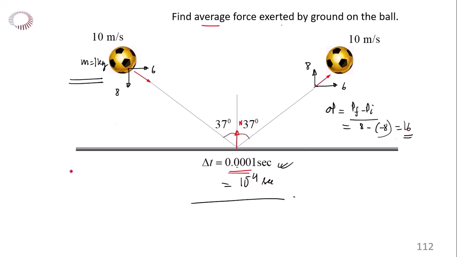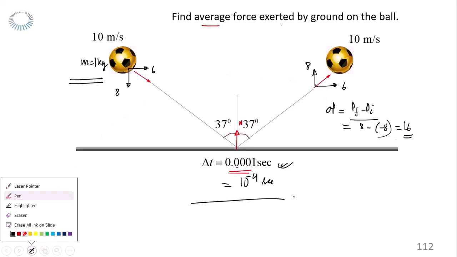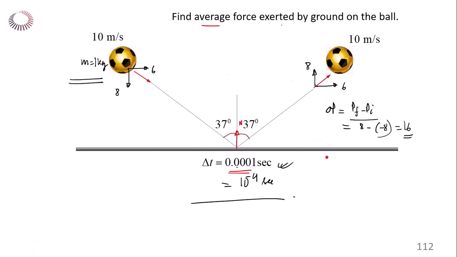You are asked to calculate the average force. The average force is nothing but the momentum change in 1 second. So if I calculate delta P in 1 second, that will be the value of the average force. In 1 second, how much momentum is being changed? That number is 16 divided by 10 to the power minus 4. So this is the force, or the impulse, that will be acting on this body, offered by the ground itself.